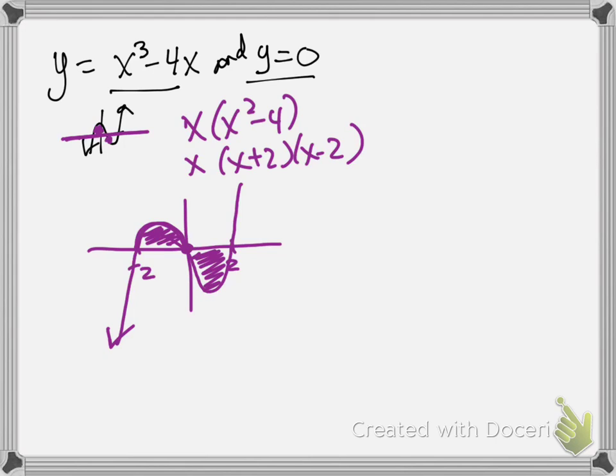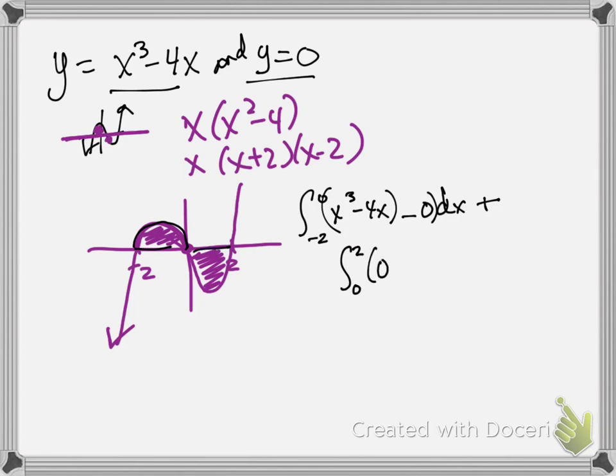Now we want this total area. So when we do this, we have to go from negative 2 to 0 of the top one, which will be the x cubed minus 4x, minus the bottom one, which just is y equals 0, so minus 0 dx. So you just do that. And then we have to add to that 0 to 2 of this top one, which would be 0, minus the bottom one, which is x cubed minus 4x dx.